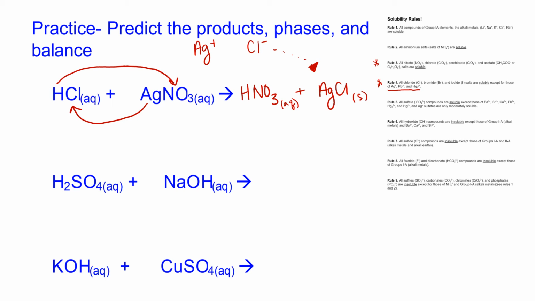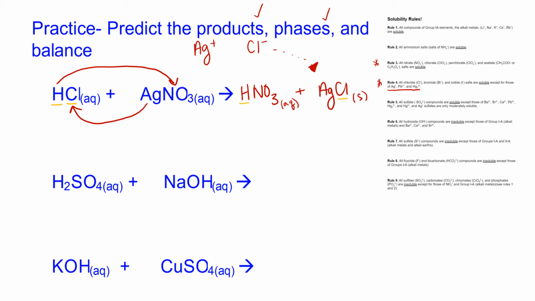So once we've done predicting the products and we figured out our phases, now we have to think about the balancing. So remember, when you're balancing a chemical reaction, you have to have the same type and same amount of atoms on both sides of your chemical equation. So if we start with hydrogen, we see that we have, I'm going to use orange here, 1 hydrogen in the reactant side and 1 hydrogen in the product side. So let's look at our next one, chlorine. We have 1 chlorine in the reactant side and 1 chlorine in the product side.